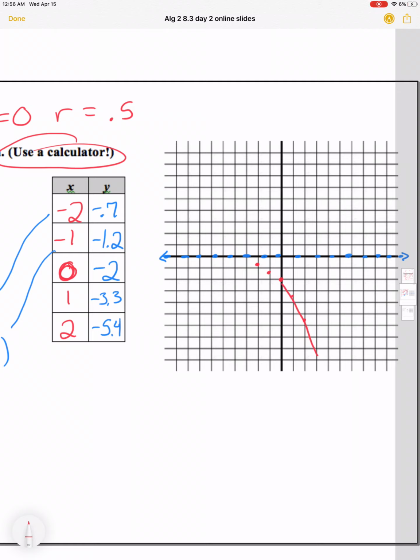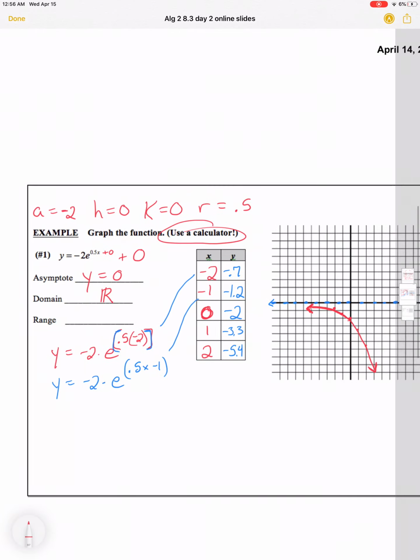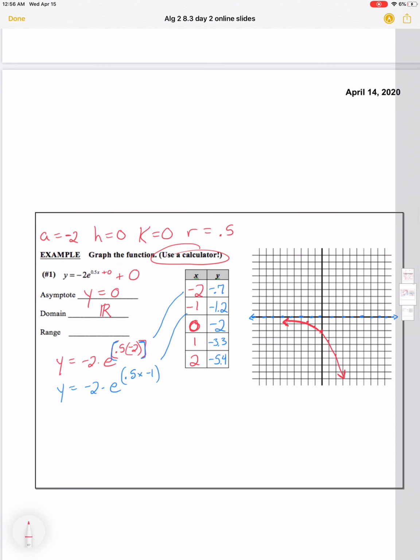It's going to come up and then flatten out. Remember, it's going to flatten out as it gets to this dashed line, never crossing that dashed line. So our range comes from our asymptote. So the graph is below that dashed line, so it's going to be y is less than 0.